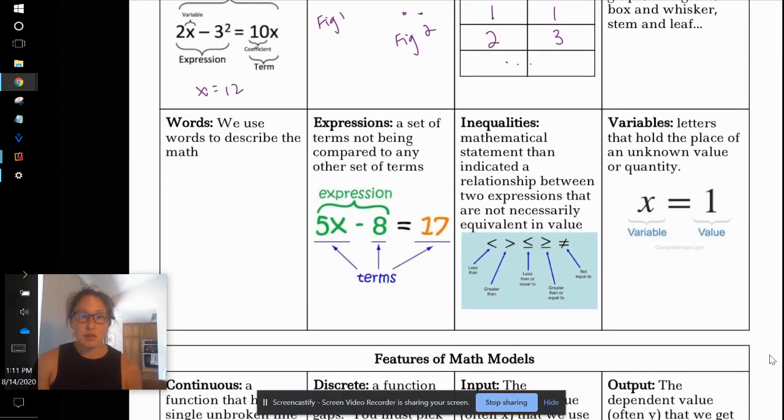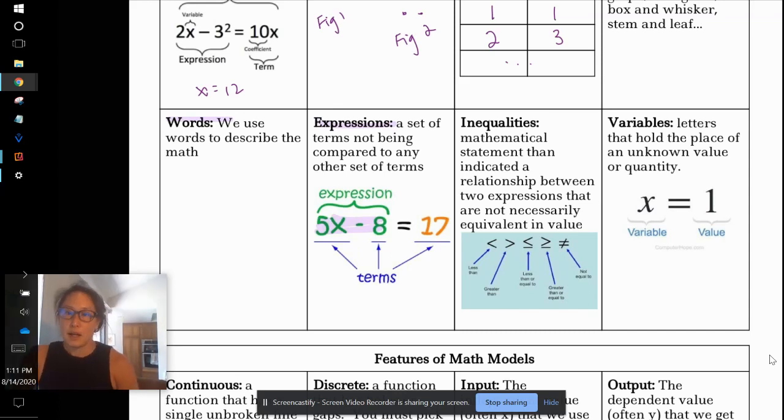Okay, sometimes we describe a situation in words, as an expression. An expression is like an equation, but it only is one side of the equation. So there's no equal sign.